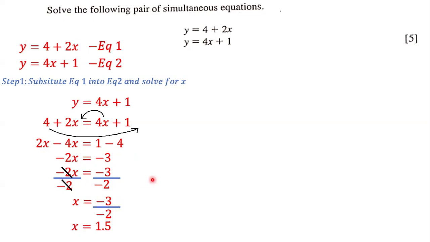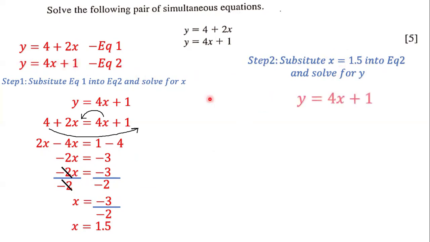And so since we have that x is equal to positive 1.5, what we're going to do is substitute x is equal to 1.5 into equation 2 and then solve for y. So x is equal to 1.5, and we're using that to help us solve for y. Now, what is equation 2? Well, equation 2 is y is equal to 4x plus 1. And what is x? Well, x is equal to 1.5. So let's just put 1.5 here.